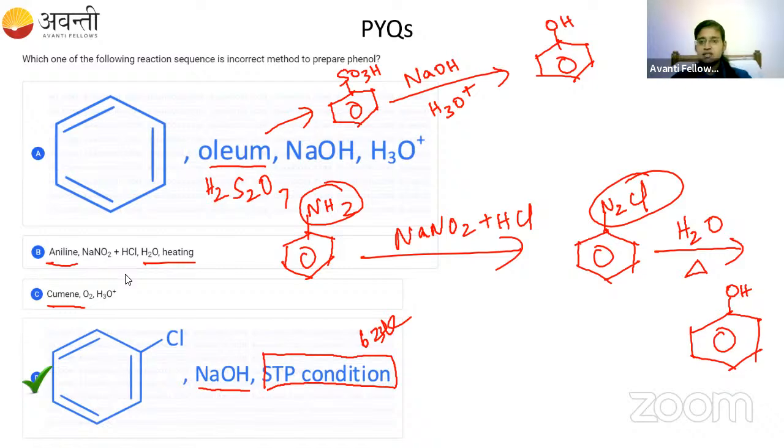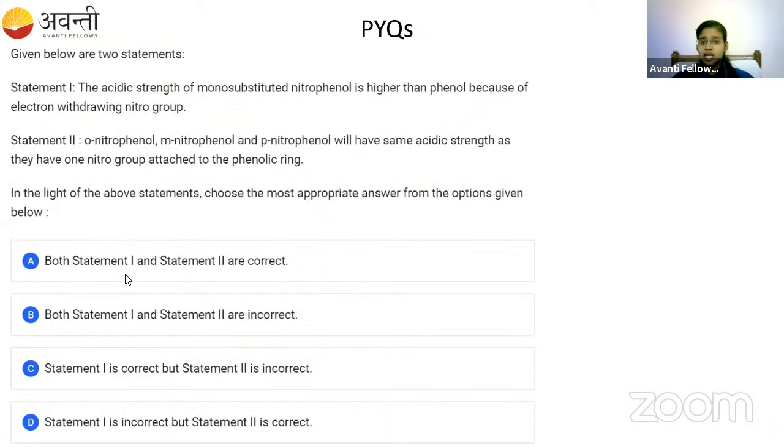Let's go for the next. It is a statement type question. Please study the statement and give me the answer. Has anyone got the answer? What about statement 1? The acidic strength of monosubstituted nitrophenol is higher than phenol because of the electron withdrawing group.